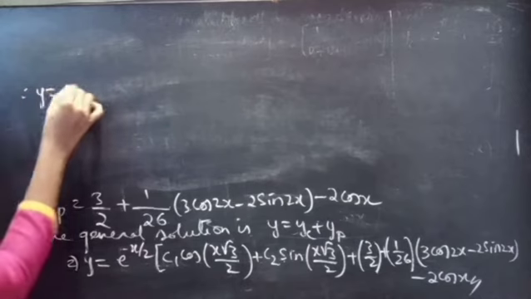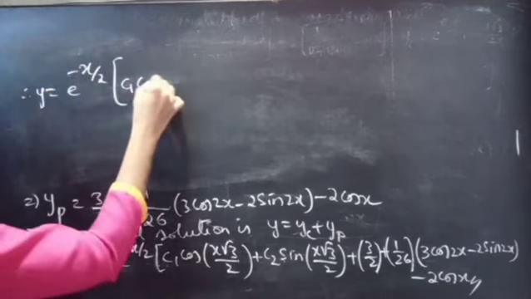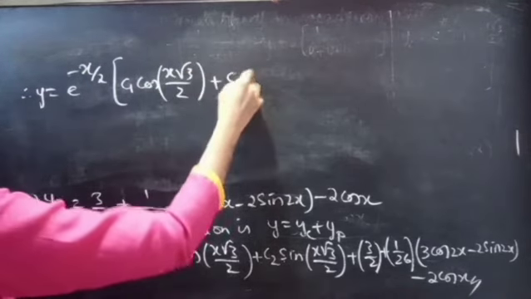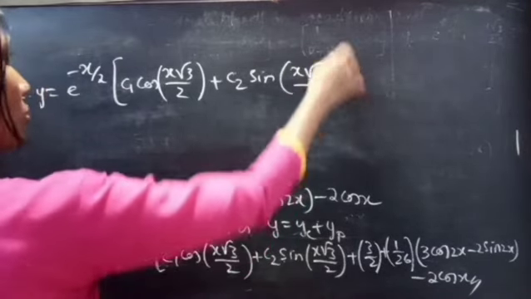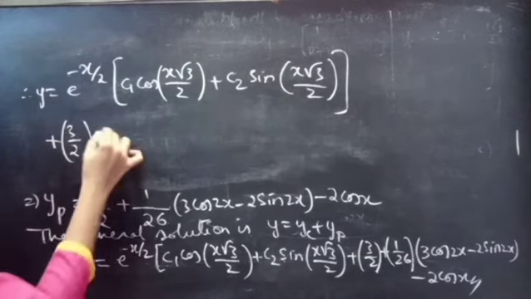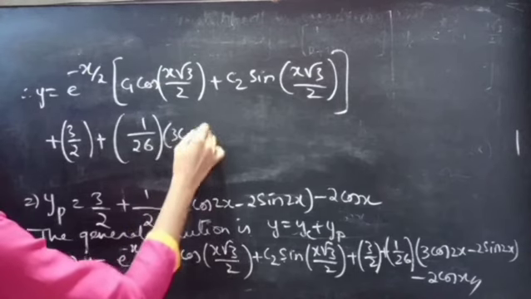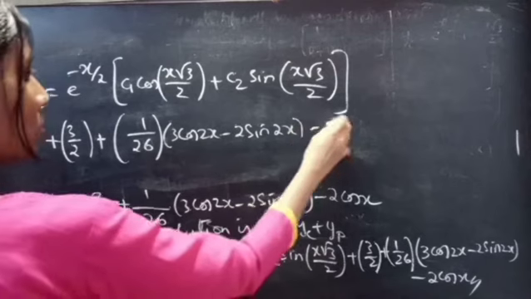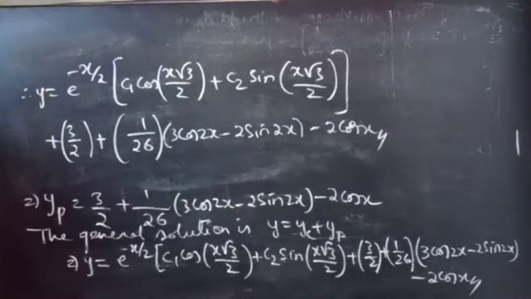Therefore, y equals e power minus x by 2 into c1 cos x root 3 by 2 plus c2 sin x root 3 by 2, plus 3 by 2 plus 1 by 26 into 3 cos 2x minus 2 sin 2x minus 2 cos x, is the required solution.